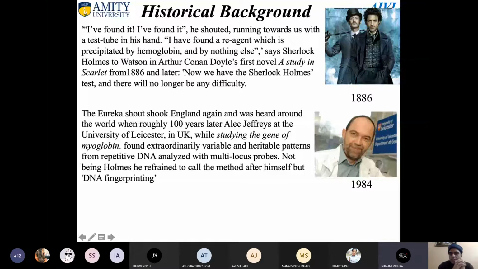He was at the University of Leicester in the United Kingdom, studying myoglobin. Combine this with what Sherlock Holmes referred to: he referred to hemoglobin, and Jeffrey was studying myoglobin. Both myoglobin and hemoglobin are blood proteins. He was not studying the protein itself, but the gene which codes for myoglobin, and he found an extraordinarily variable and heritable pattern.